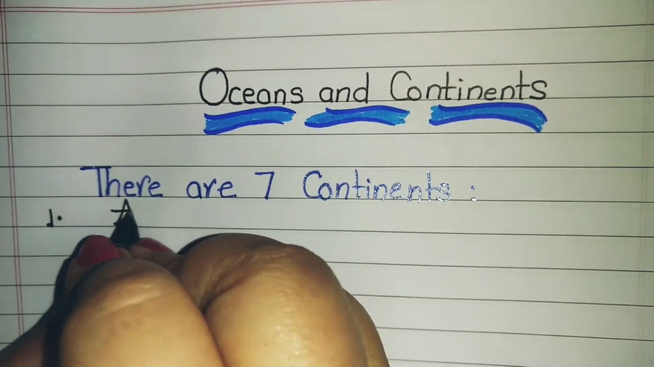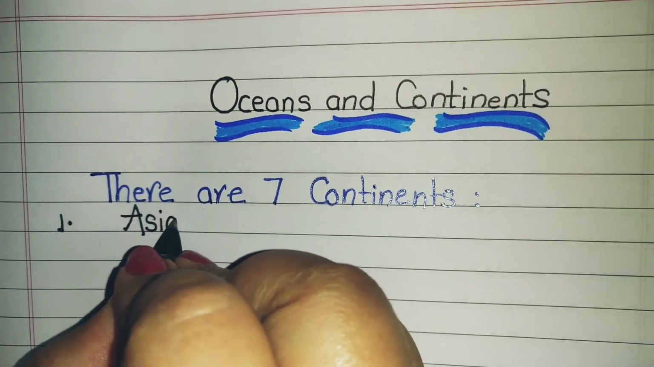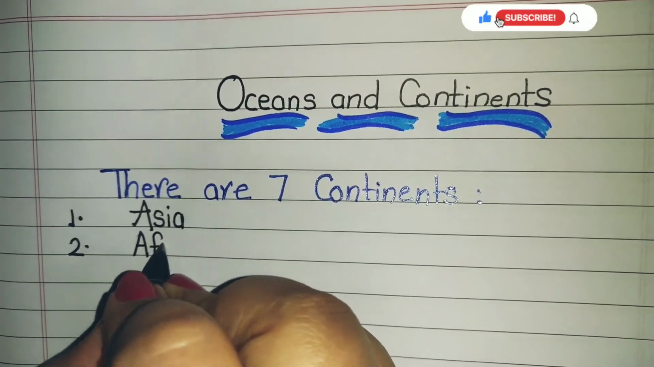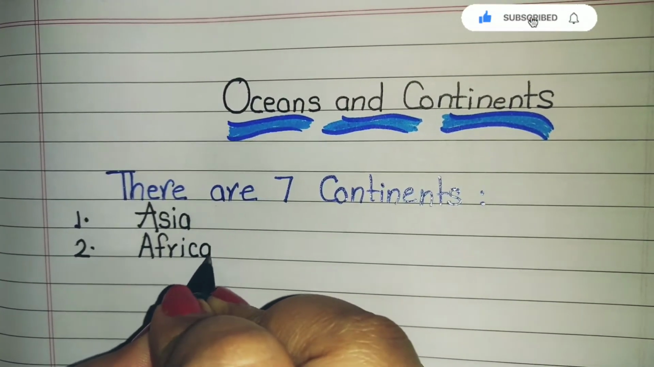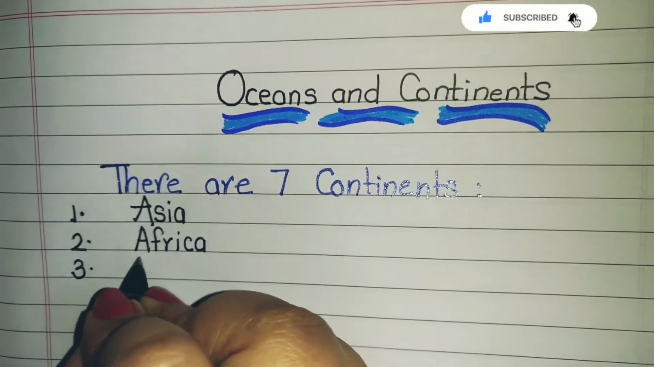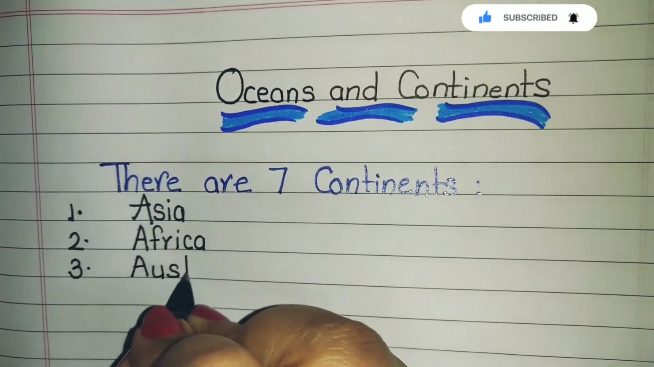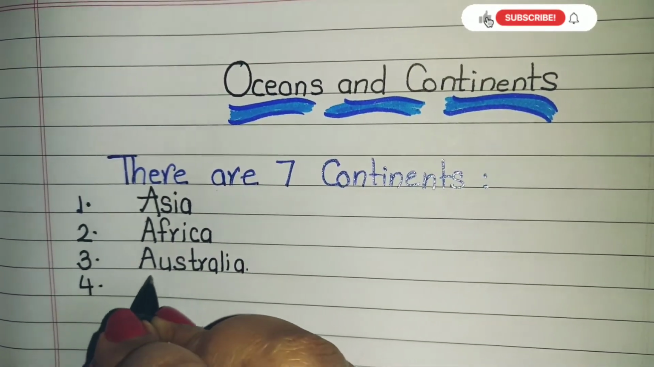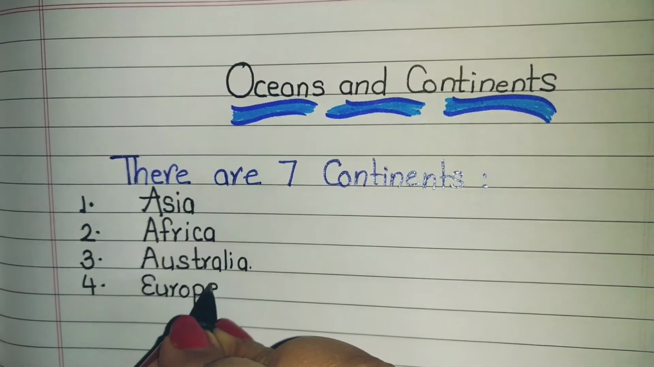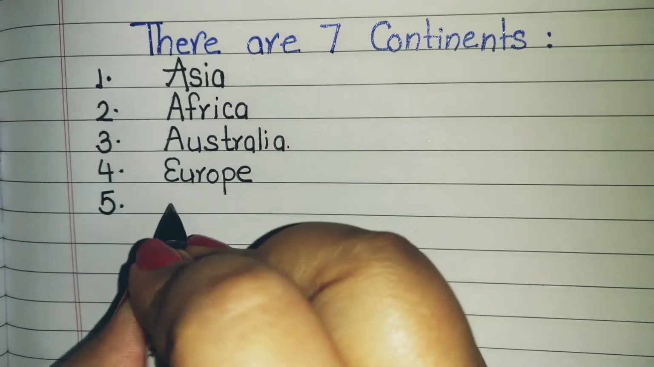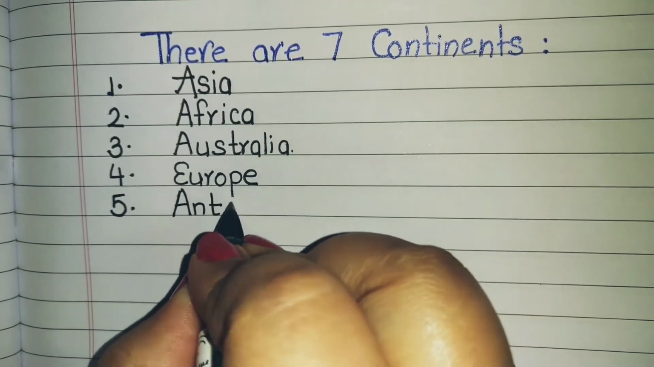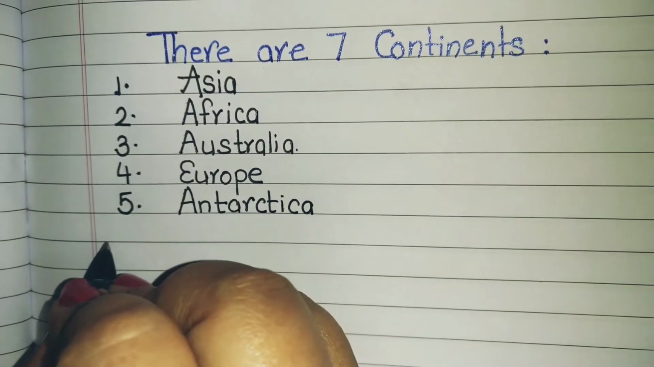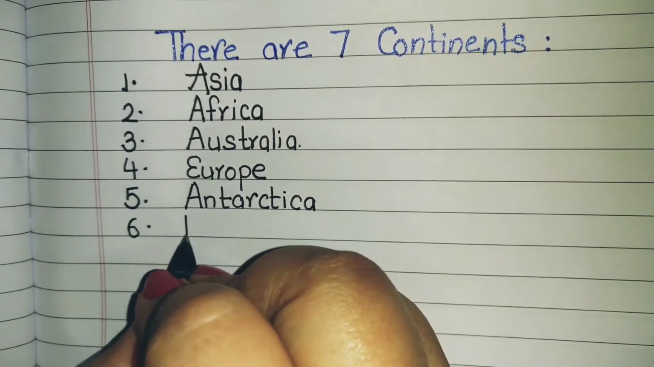Number 1, Asia. Number 2, Africa. Number 3, Australia. Number 4, Europe. Number 5, Antarctica.